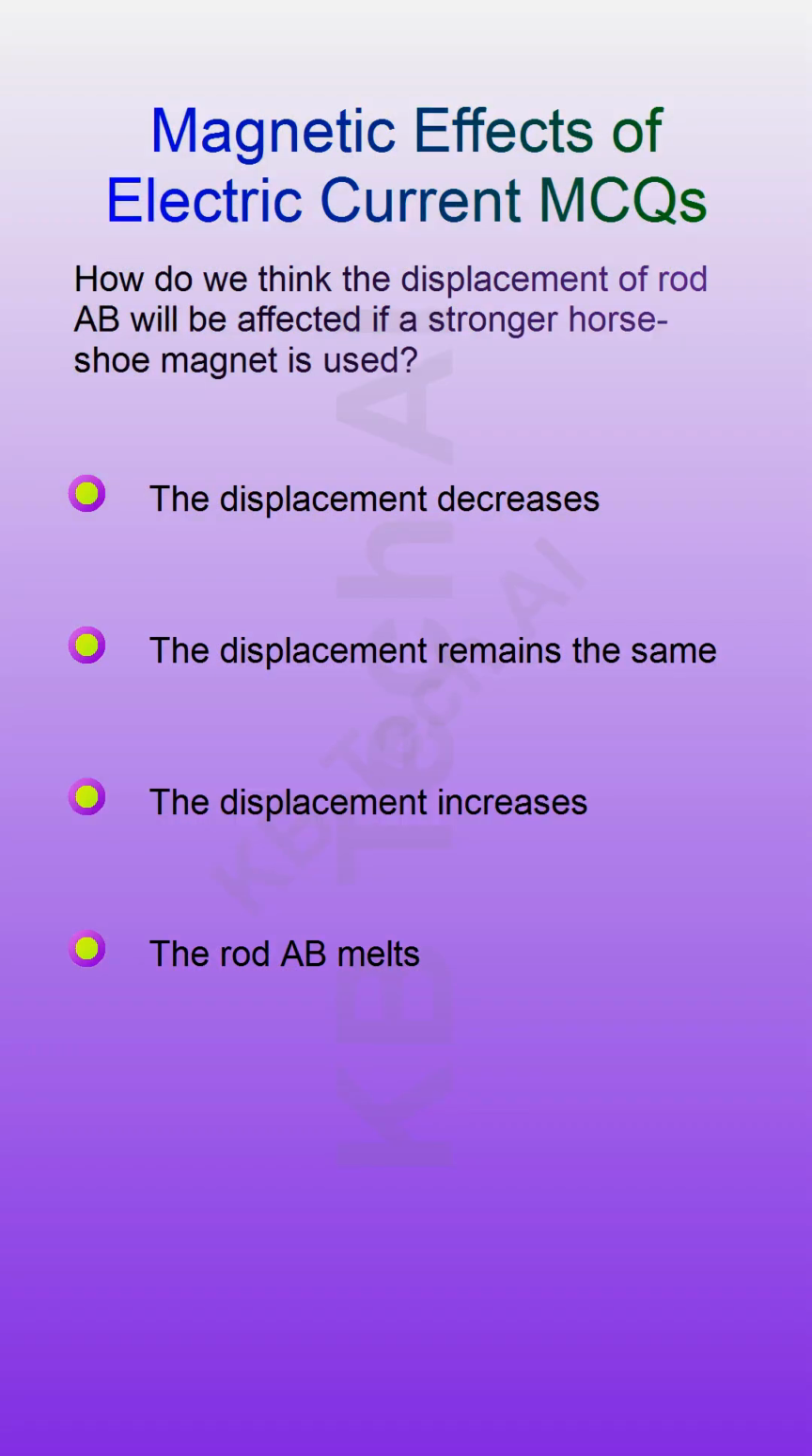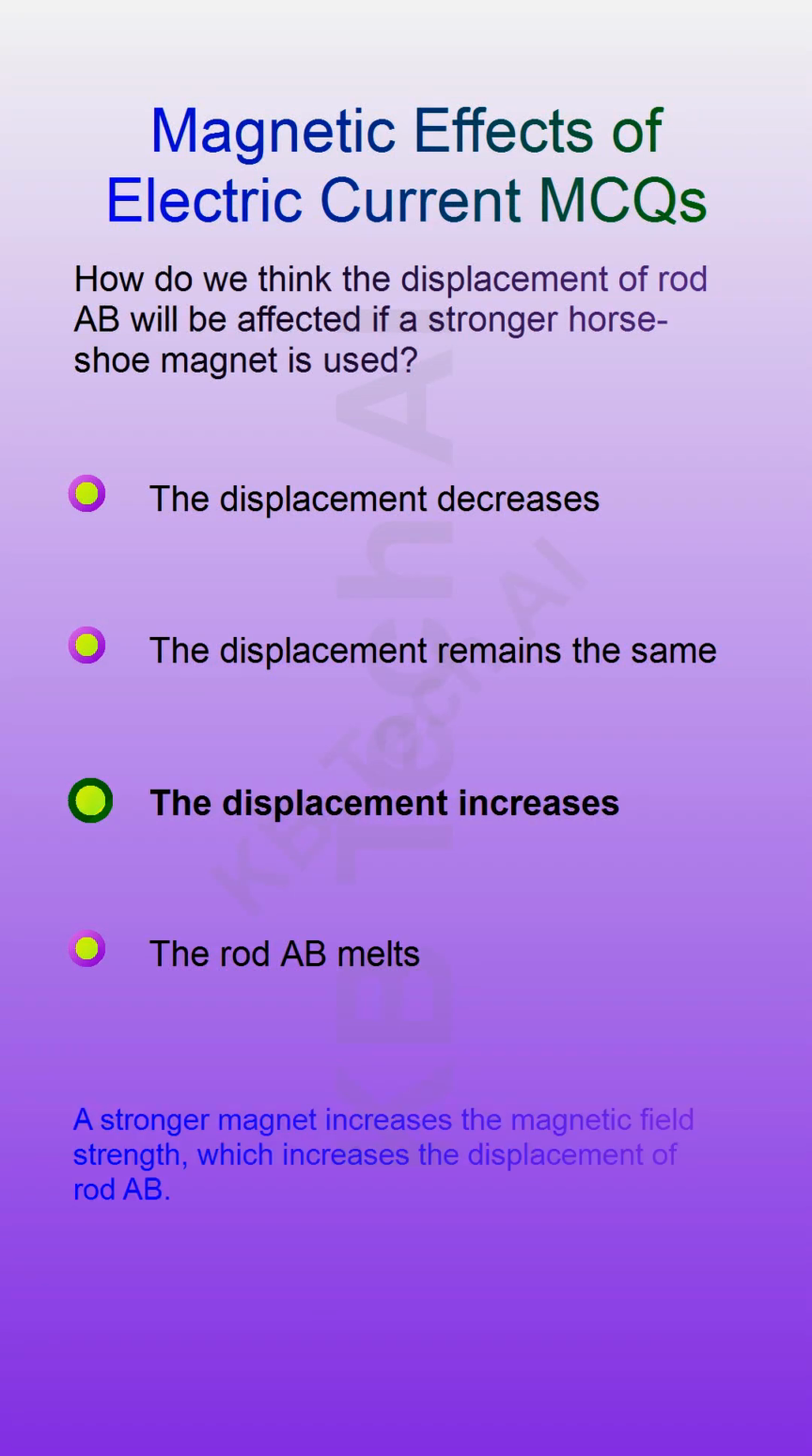How do we think the displacement of the rod will be affected if a stronger horseshoe magnet is used? Option 1, the displacement decreases. Option 2, the displacement remains the same. Option 3, the displacement increases. Option 4, the rod melts. The answer is, option 3, the displacement increases.